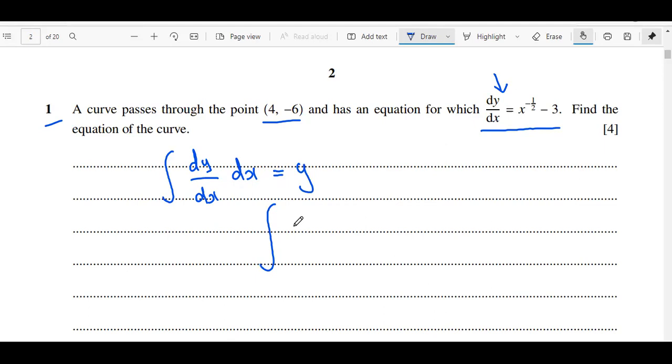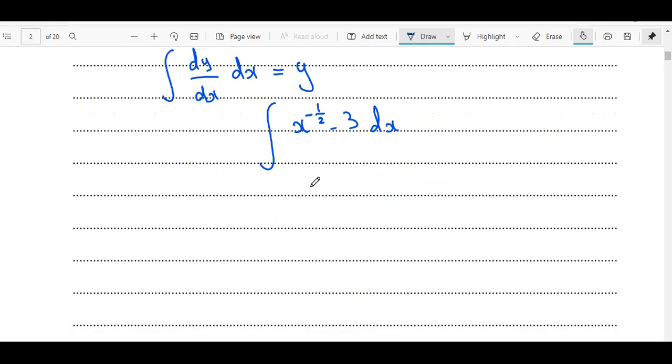So I am going to integrate it. So dy by dx is this with respect to x. Now, how do we integrate it? It's a simple scenario. X to the power minus 1 by 2 plus 1. I will divide it by the new power. So minus 1 by 2 plus 1 is 1 by 2. So I can write down 0.5 and then minus 3x plus c. So this is y equals, and this is the equation.